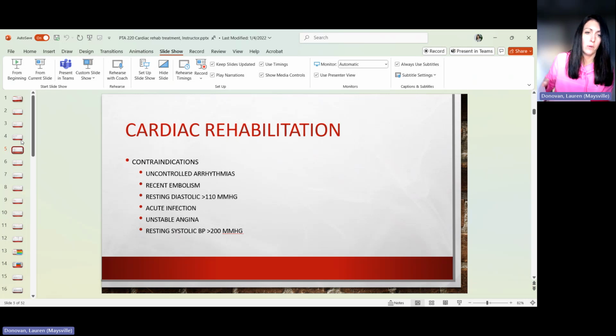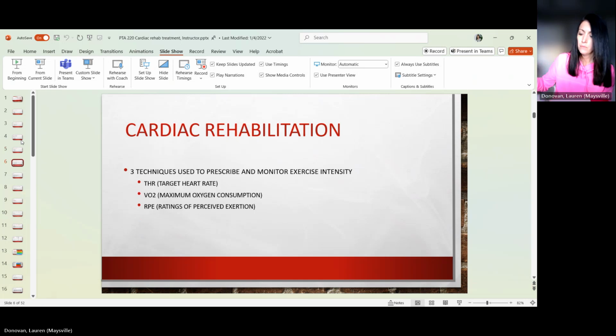The ones that would not be appropriate, and would be contraindicated for cardiac rehab, are if they had uncontrolled arrhythmias, a recent embolism, a resting diastolic of 110 millimeters of mercury, or a resting systolic, which I don't know why I didn't put that ahead of time, anyone over 200 over 110, or maybe they have a 200 and a lower diastolic, no matter what, they would still be contraindicated, or vice versa. If their diastolic is 110 and their systolic was 120, they would still not be indicated to perform. If they have acute infection or unstable angina as well.